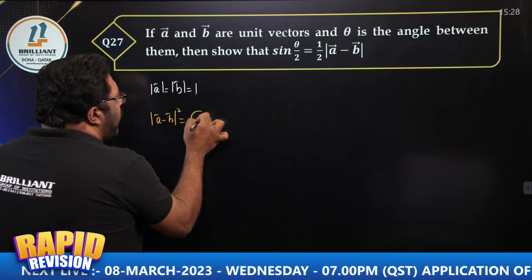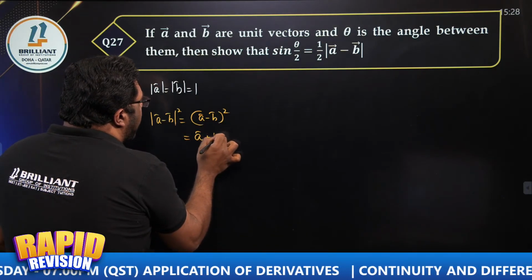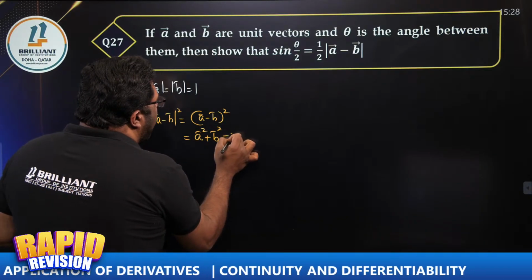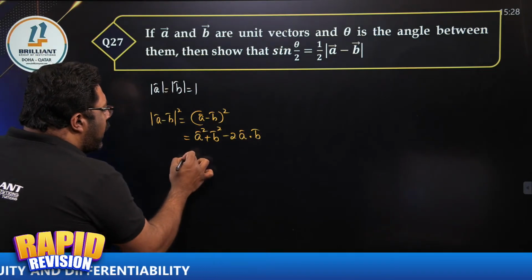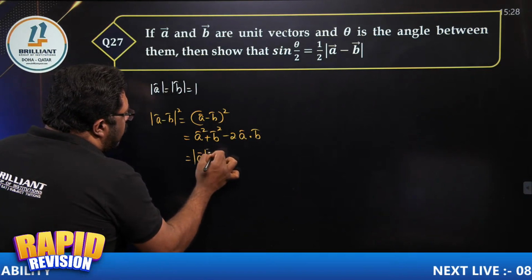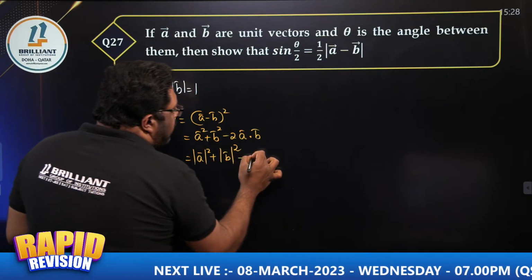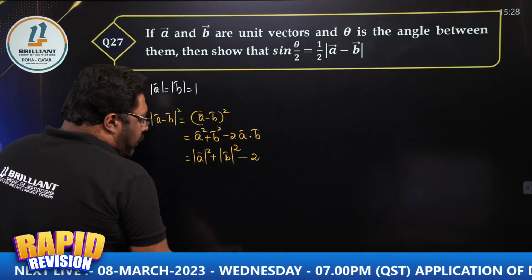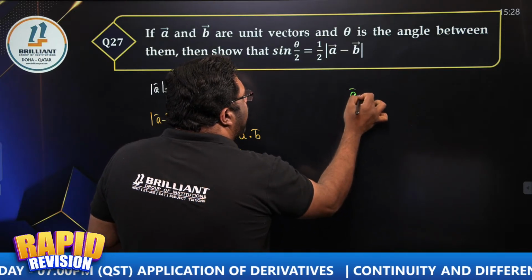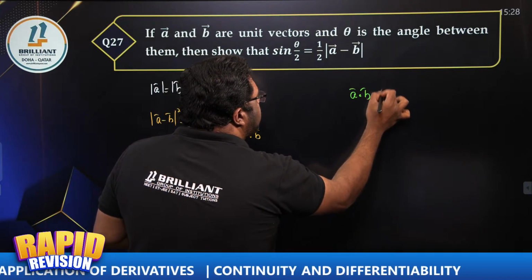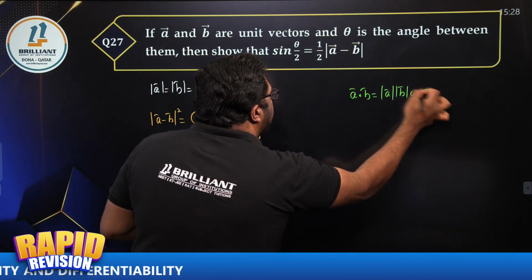Yes, which is same as the vector squared, which is A squared plus B squared minus 2A dot B. A squared is same as magnitude A squared, B squared is same as magnitude B squared, and what is A dot B? You should all be knowing this already from vector discussions of MCQ. A dot B is magnitude A, magnitude B, cos theta.